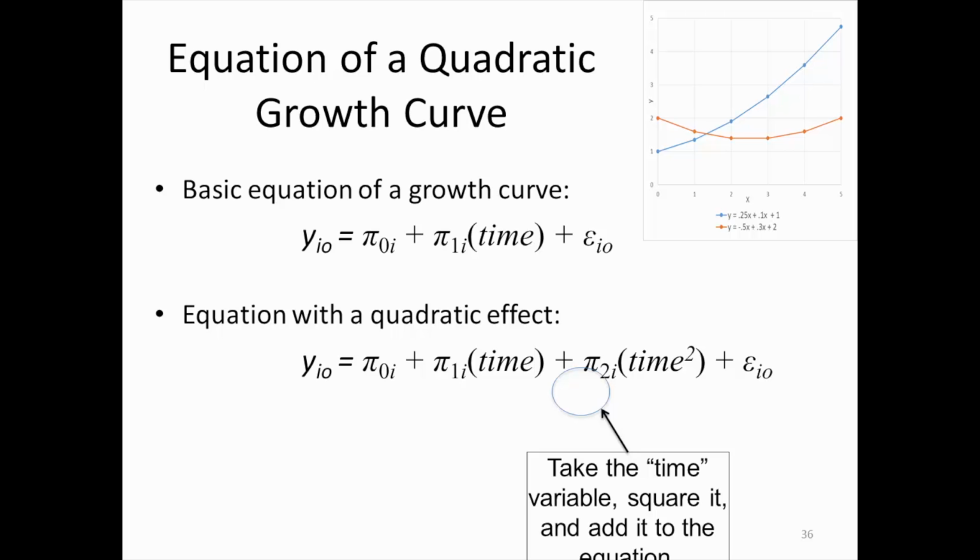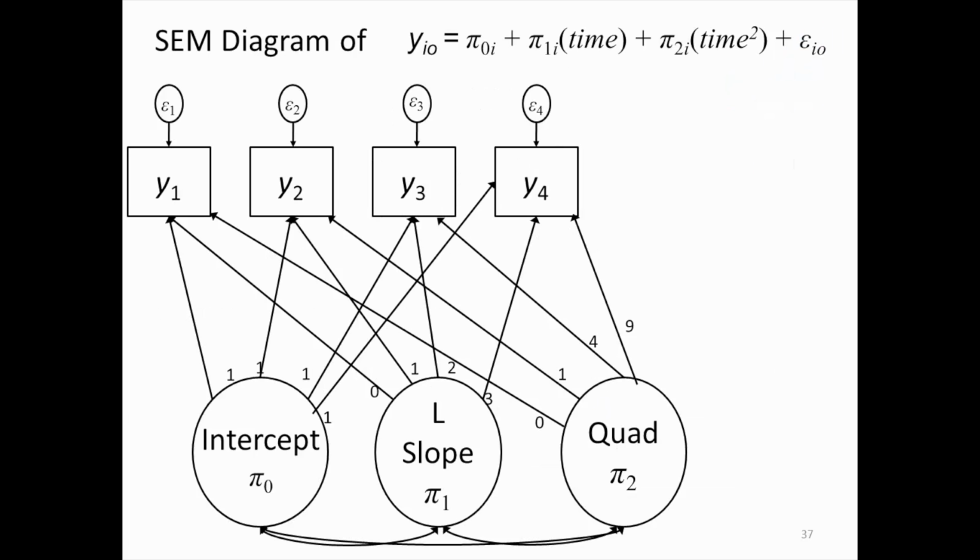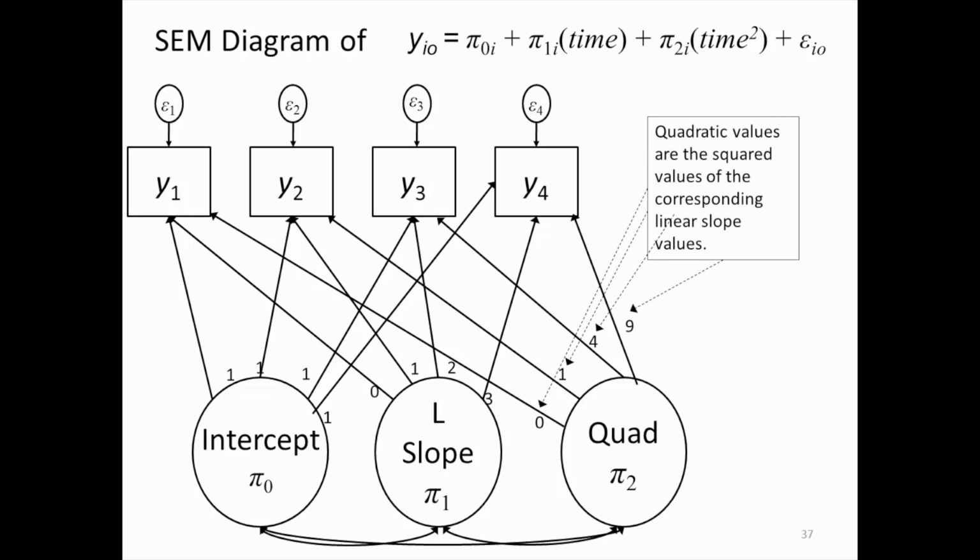In AMOS, you simply add another latent variable, and I've got an example here. You add a latent variable, and then you will square the factor loadings for the quadratic variable. And in M+, I'll show you how to do it. You simply add another symbol right after the slope symbol, and they automatically calculate a quadratic trend for you. Okay.